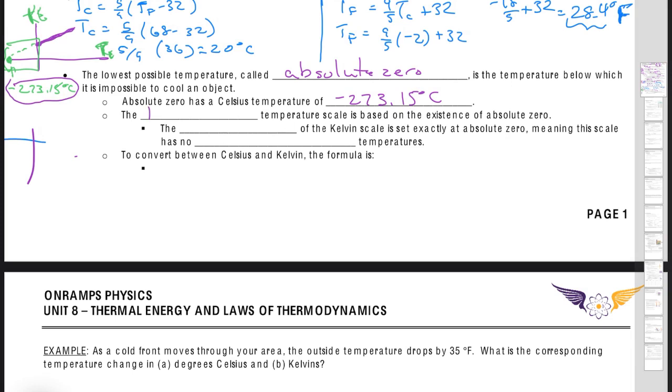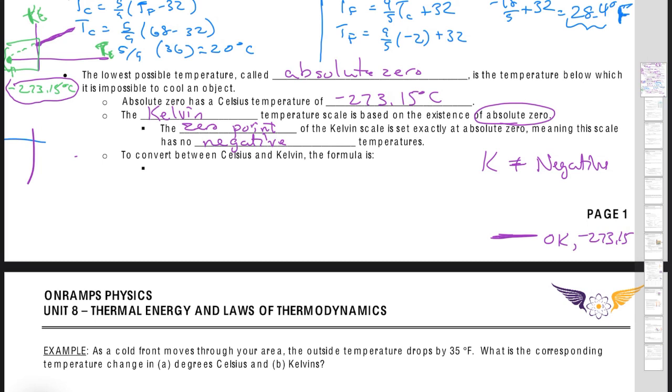Now, they named the temperature scale in honor of him, so the Kelvin scale is based on this existence of absolute zero. What this is saying is that the 0 point of the Kelvin scale is set exactly at absolute zero, meaning this scale has no negative temperatures. So Kelvin cannot be less than zero. It can't be negative because there's a floor. So if I look at the temperature scales, my floor is 0 Kelvin or -273.15 Celsius. Now the thing to note is there's no ceiling. So I can go as high as I want on any of the temperature scales. There's a floor, but there's no ceiling for temperatures.